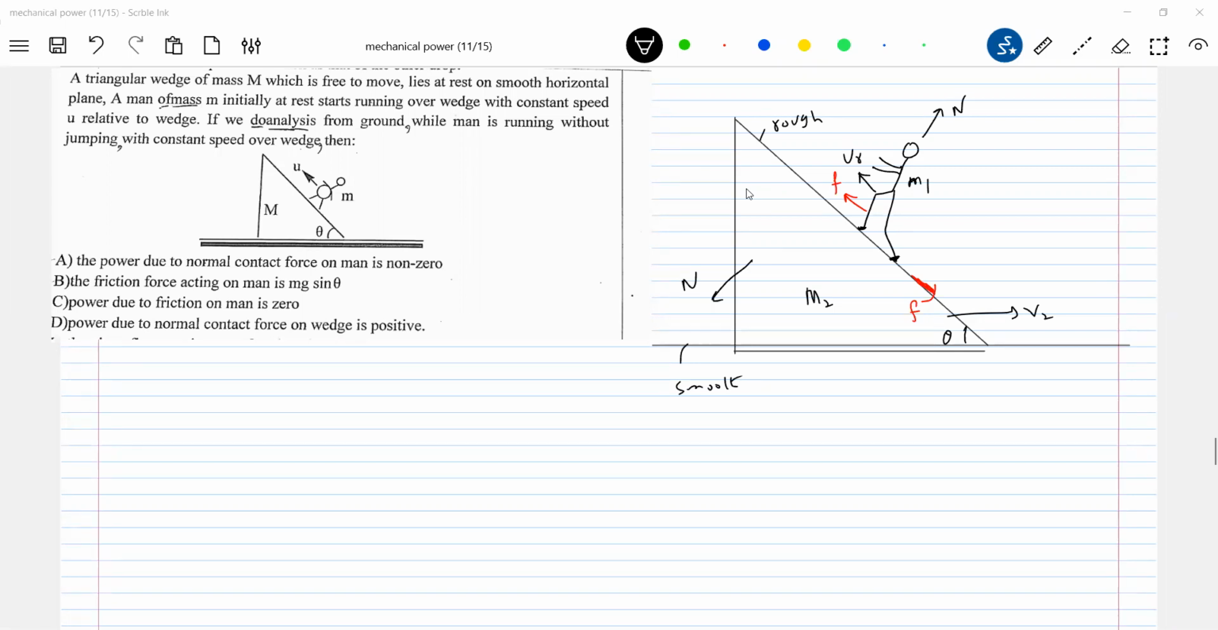Okay, fine. So if there's static friction and the person is moving with a constant speed, then the friction will balance the weight component of the person, m1g sine theta. So very first thing, the friction force acting on the man is mg sine theta only. I'll pick up this option, option B.